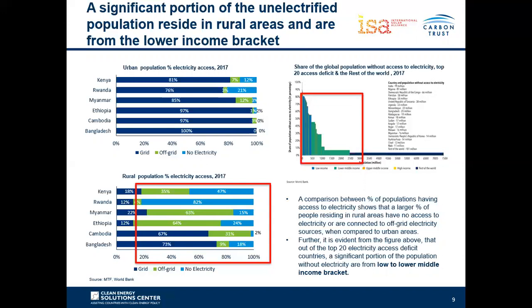And this lack of electricity access is in low-income countries, specifically India, Nigeria, the Democratic Republic of Congo, Pakistan, etc., as seen in the diagram on the right, all of which are low-income or lower middle-income countries. So this is where the problem exists.